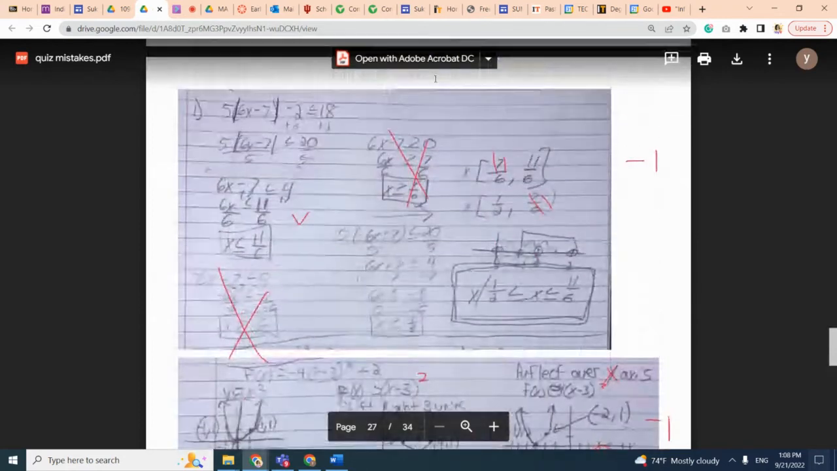Okay, and here, this is correct, but this is wrong. So when you write down your solution, don't write down something wrong.